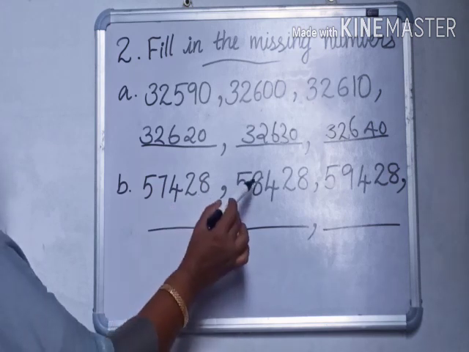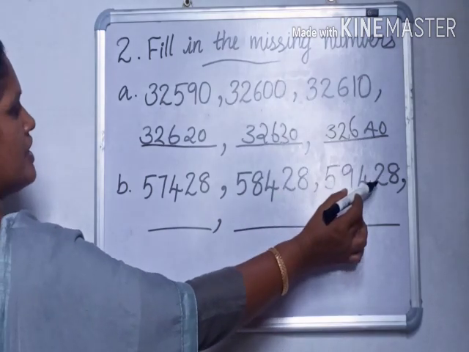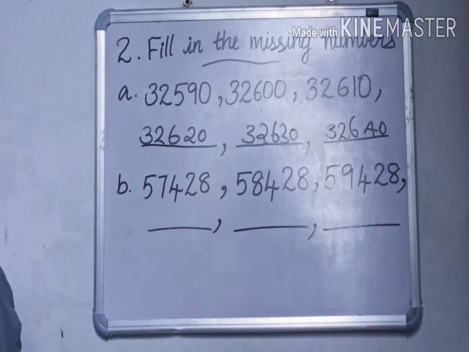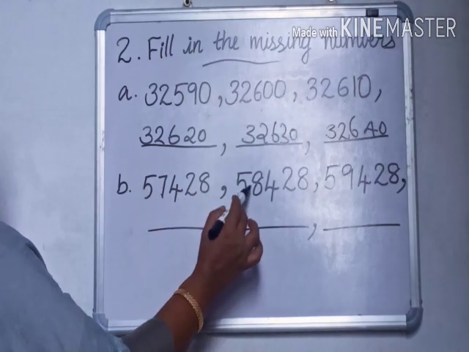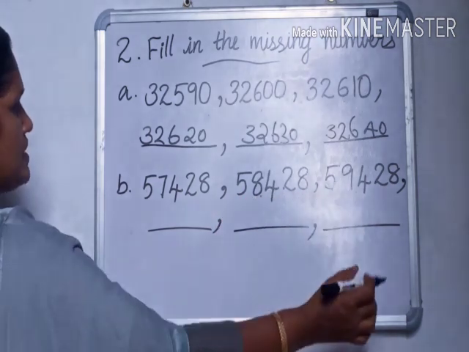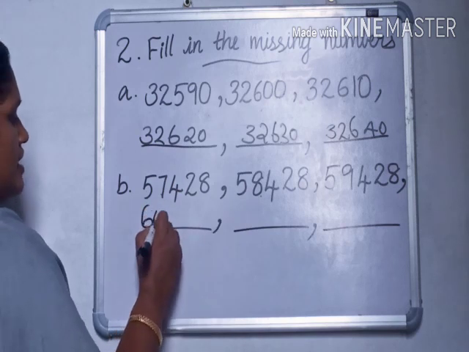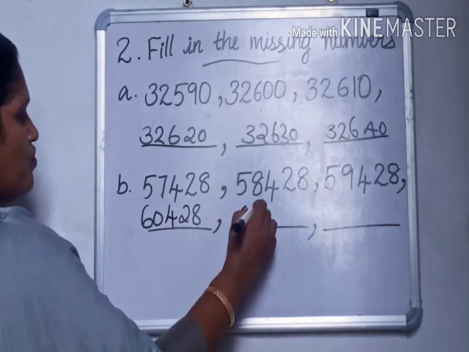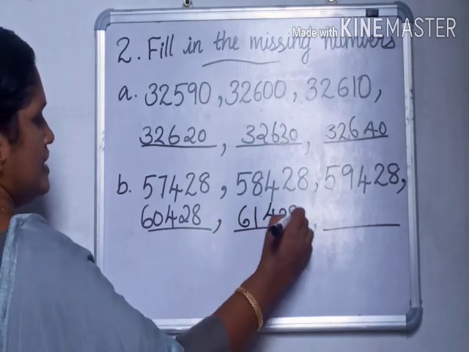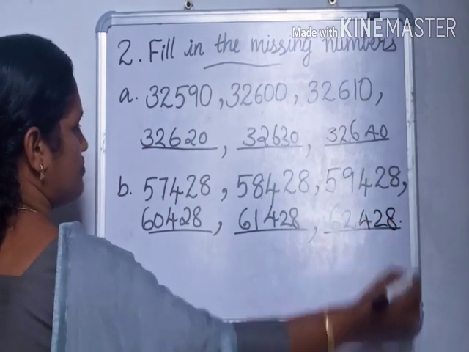B. 57,428, 58,428, 59,428. Here this number pattern is counting by thousands. Here 57,000, 58,000, 59,000. Next is 60,000. Next is 60,428. Next 61,428. Next 62,428. Clear?